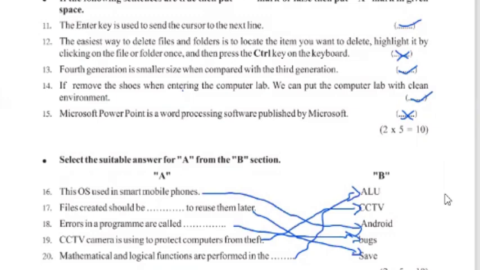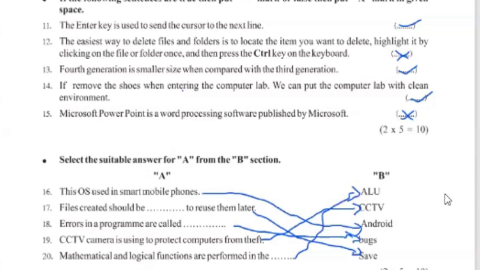Yes, it is correct. The easiest way to delete files and folders is to locate the item you want to delete, highlight it by clicking on the file or folder once and then press the control key on the keyboard. It's not correct. The cross mark should be put, because it is not the control key. It should be the delete button.